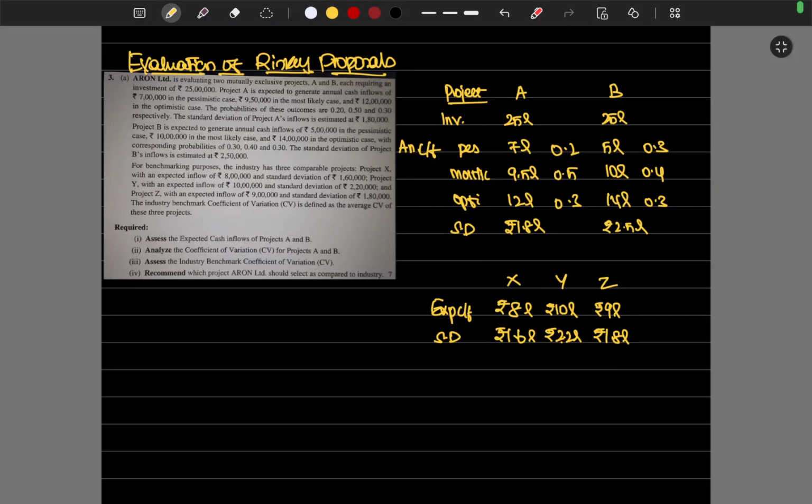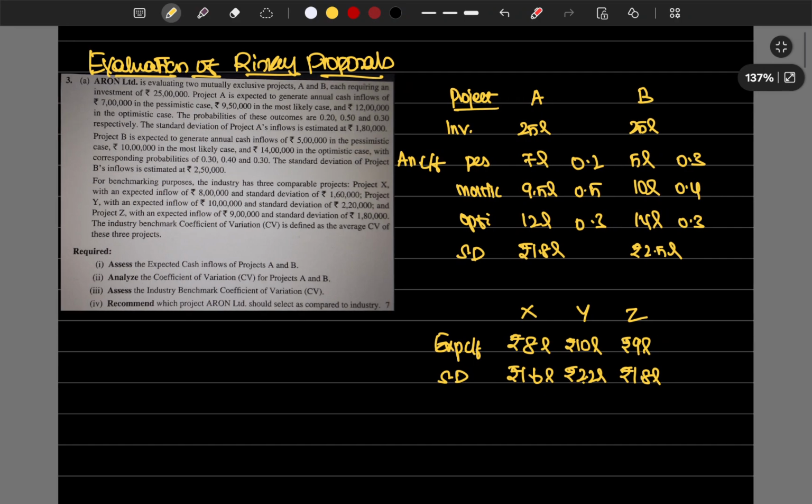Hey guys, welcome back. Today we are going to solve four problems: evaluation of risky proposals, alpha adjusted returns, then one zero coupon bond problem, and then mutual funds. So four problems we are going to cover in this video. Let's quickly start solving the problems.